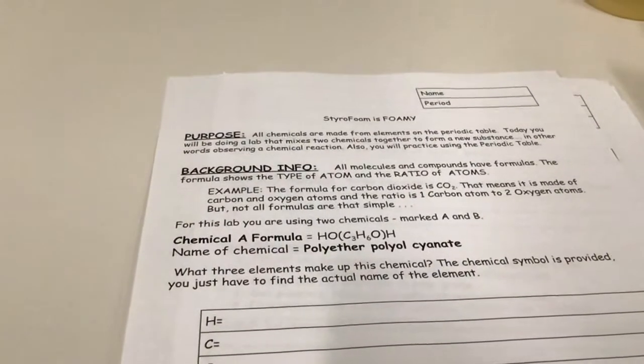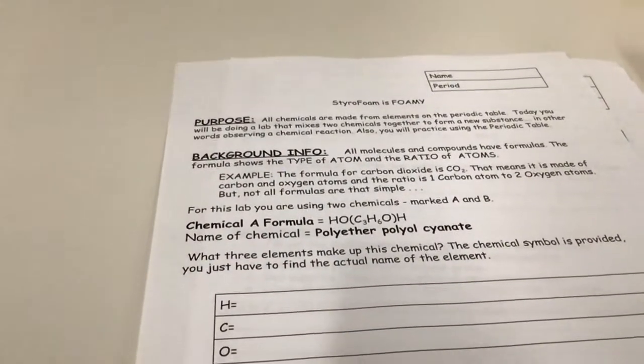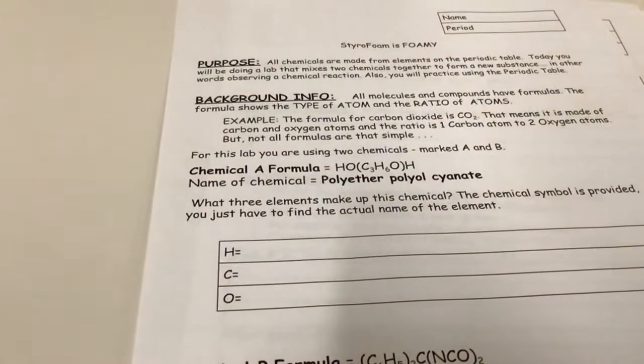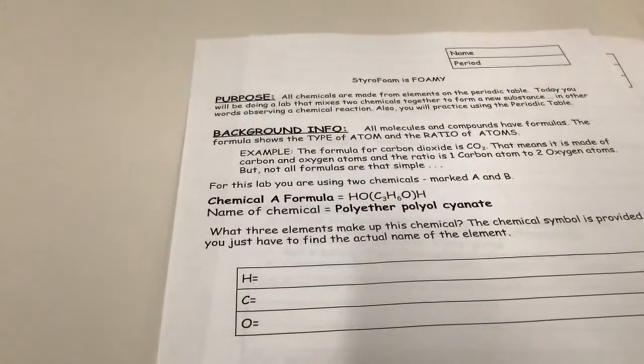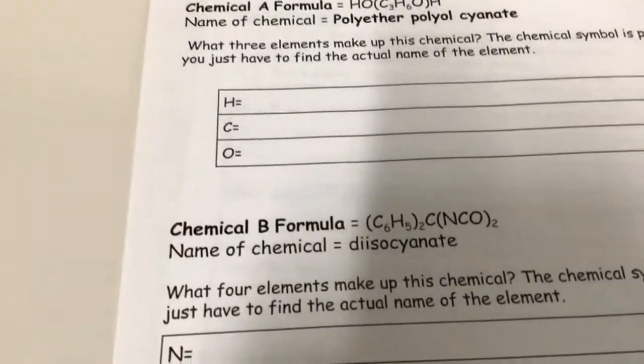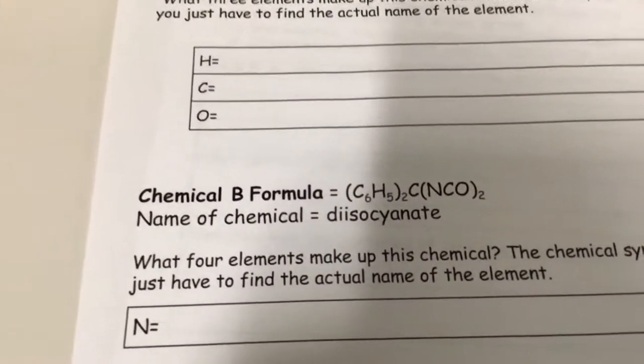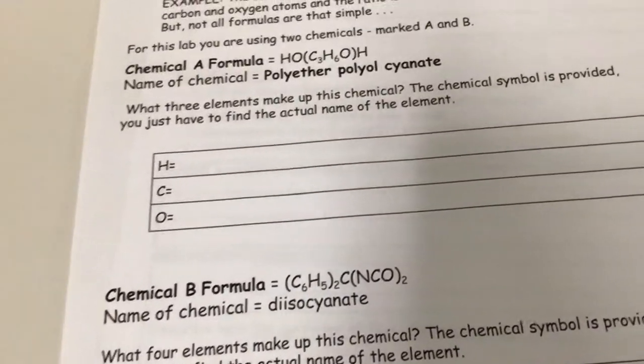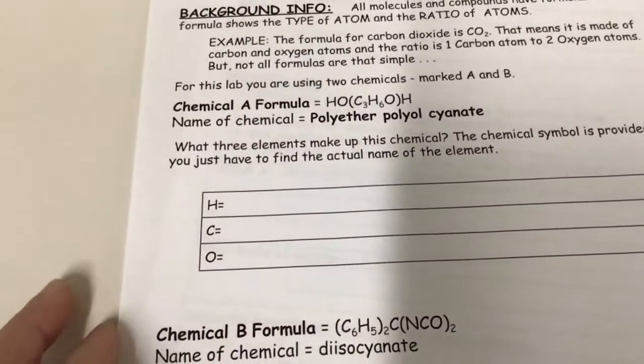So you can definitely take a look at the background information, and you can fill in the information for the chemical A formula that we'll be using and the chemical B formula, the elements and or the letters that make up the elements.